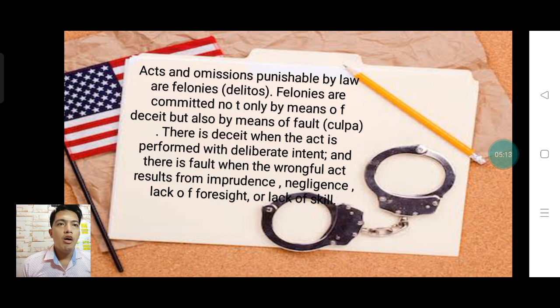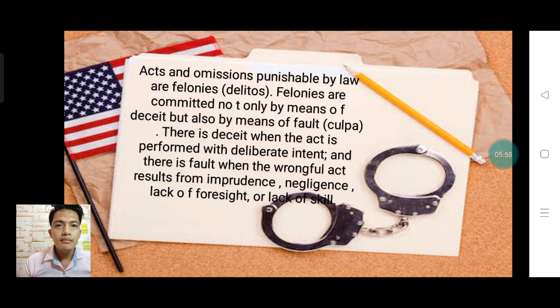Now, on omissions: what do you mean by omissions? They are also considered punishable by law, or felonies. So, what is omission? When we talk of omissions, it is the failure to do a positive act which is required by law, or failure to do what is being required by law. Meaning, you, as a person, are required to perform, or it is your obligation as a citizen of the Republic of the Philippines, to do such an act to help humanity or help another person.